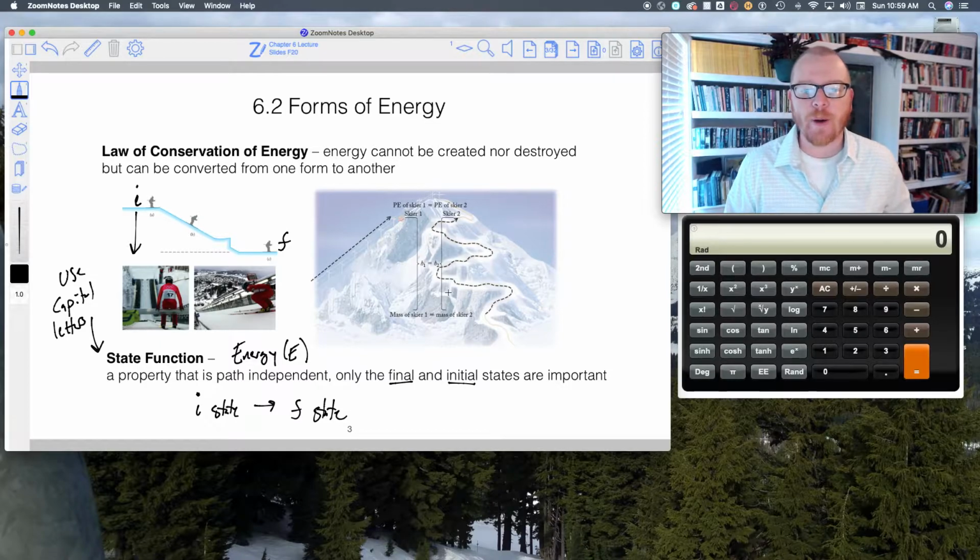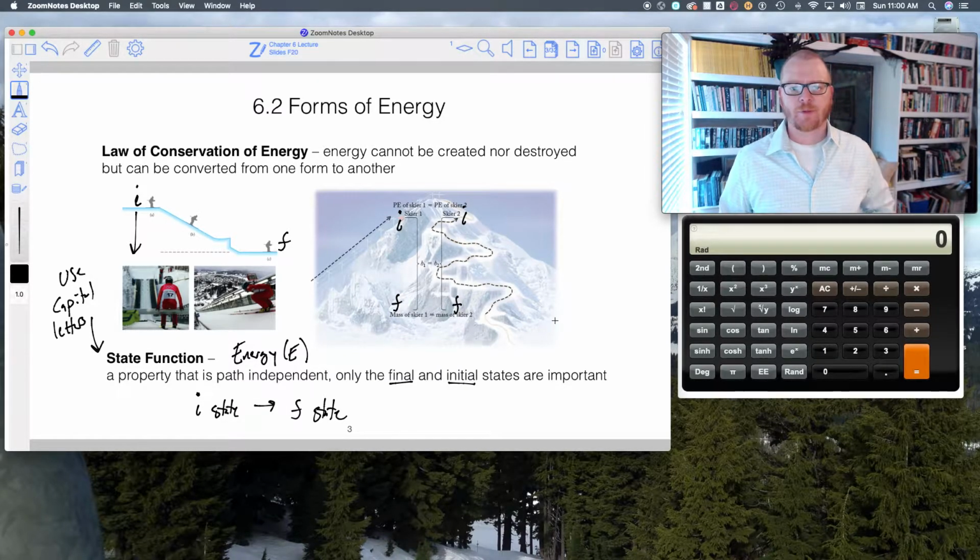Well, let's look at two possible paths a skier might take, okay? They might take the ski lift all the way up. And just to make this an equivalent argument, I'm going to label the initial state and final state of both skier 1 and skier 2 right here, okay? We also note on this picture, the mass of skier 1 equals the mass of skier 2. So they're the same mass.